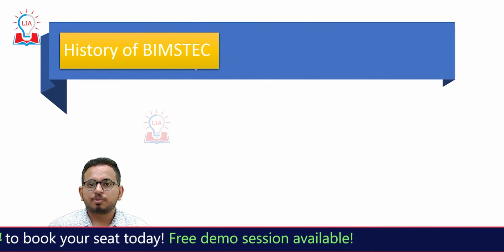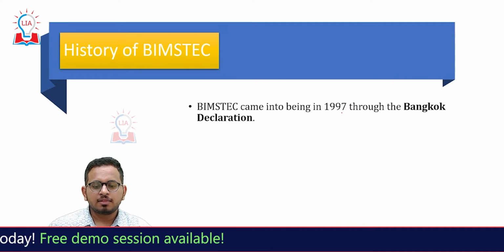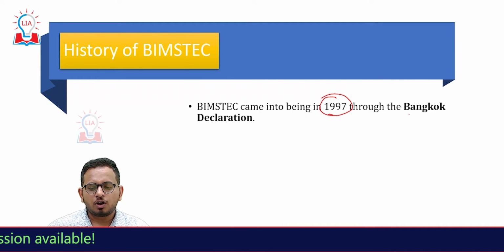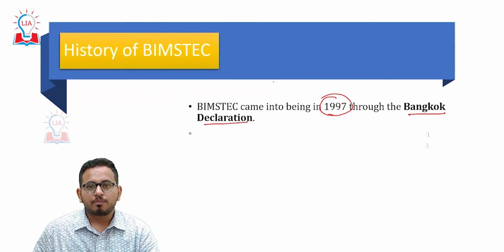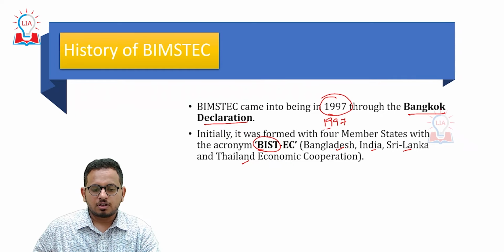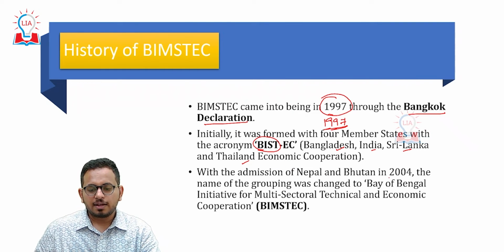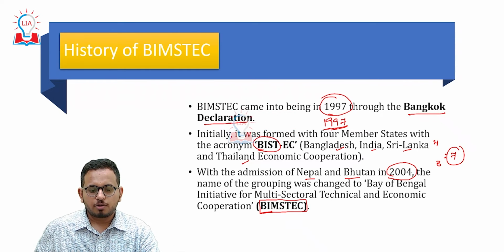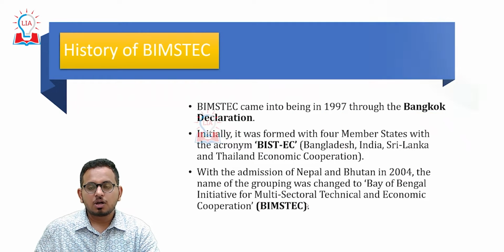Now let's understand the history of BIMSTEC, when it was started and how it was started. In the year 1997, through the Bangkok Declaration, an organization of the Bay of Bengal came into picture, which had the earlier name BIST, which means Bangladesh, India, Sri Lanka and Thailand. Over the years, in 2004, Nepal and Bhutan joined, and also Myanmar joined. After this, 4 plus 3, the organization had 7 members and was given the present name, BIMSTEC, Bay of Bengal Initiative for Multi-Sectoral Technical and Economic Cooperation.